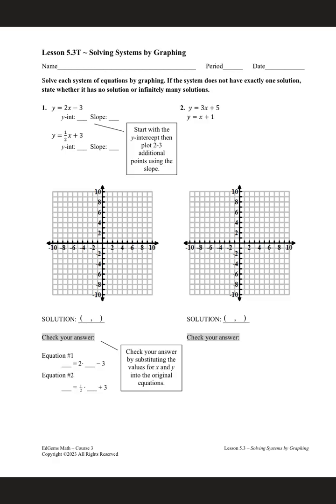So I'm going to zoom in a little bit for numbers 1 and 2. That way you can see what I'm doing and plot it exactly. So here we go with number 1. On number 1, you've got y equals 2x minus 3. And then you've got the second equation, y equals 1/2 x plus 3. In this box, it says start with the y-intercept, then plot 2 to 3 additional points using the slope. So here we go. Number 1, let's list the y-intercept and the slope for both of these equations, and then we're going to plot some points.